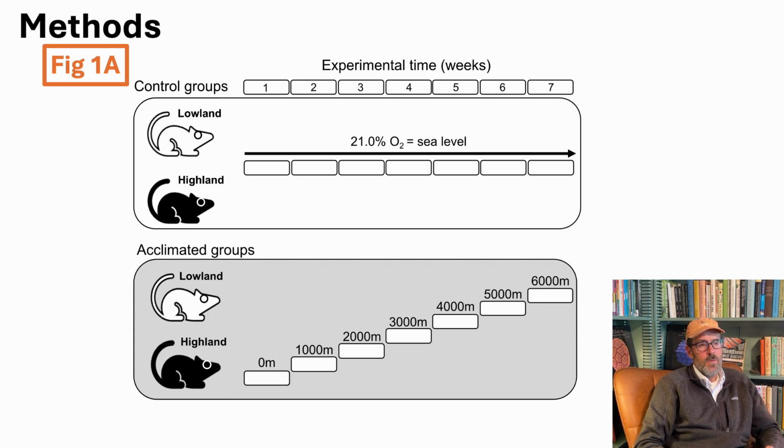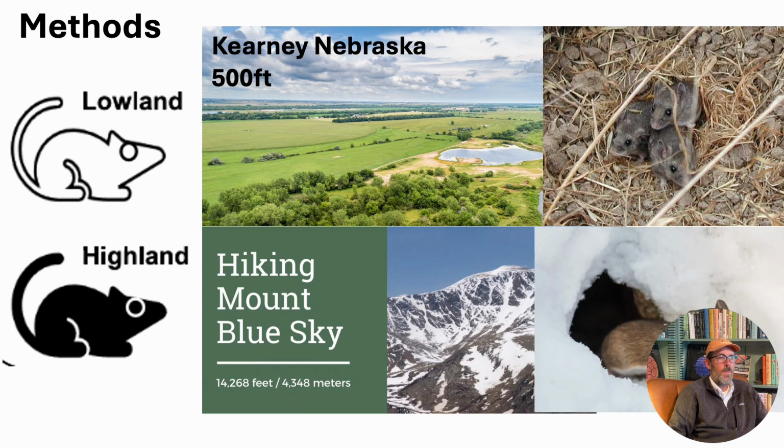In the acclimated groups, they acclimated them to 0, 1,000, 2,000, 3,000, 4,000, 5,000, and 6,000 meters. And they didn't actually take the mice to those elevations, they just exposed them to the barometric oxygen concentration at those elevations. So they simulated those environs that way. Cool experimental design, and so we're curious what they found.